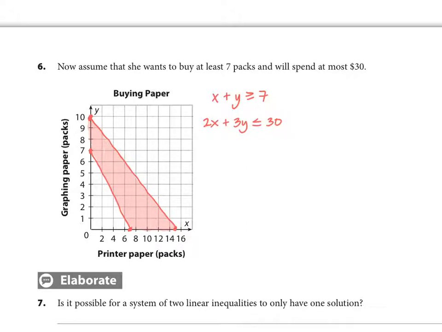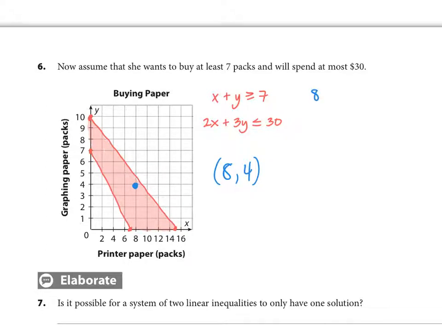If we're going to look at the point 8, 4, is it okay that this student with these restrictions, who wants to buy at least 7 packs and not spend more than $30, does the point 8, 4? Is that a solution? And that is the point right here. So on the graph, yes, it looks like the student is okay to buy it.